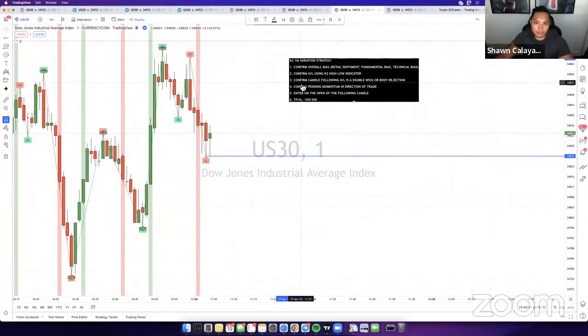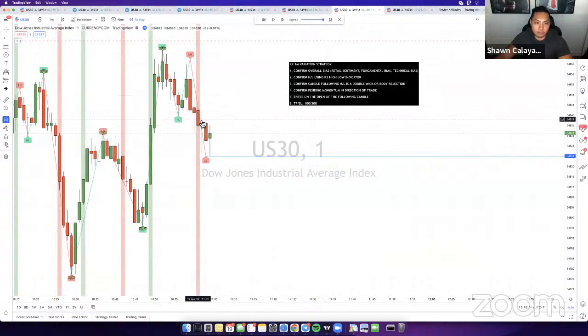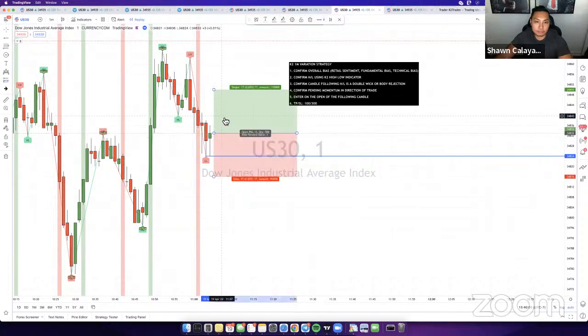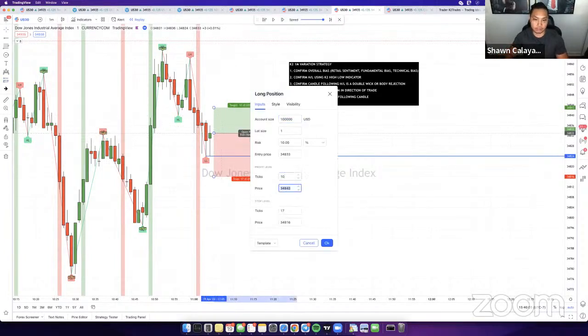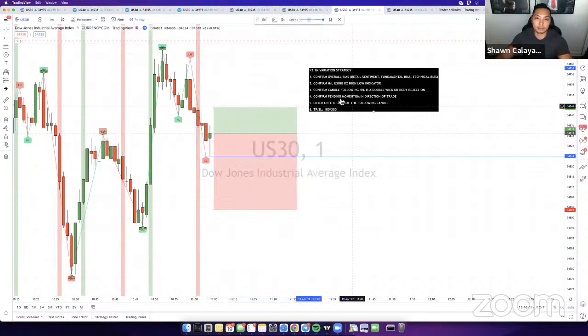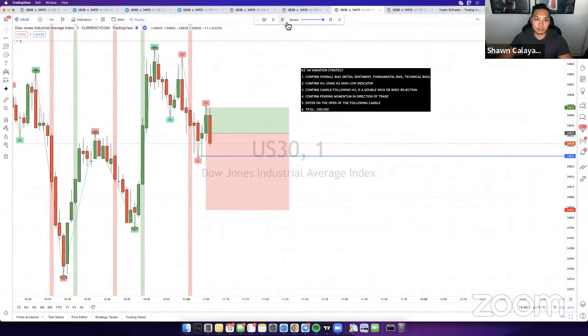Third, you want to confirm that there's a double wick rejection or double body rejection. Right here, there's a double wick rejection off this low, a wick bouncing off this low, and this wick bouncing off it exactly as well. The fourth requirement, you want to confirm that there's a pending momentum in the direction of the trade. Right here, we have a sell signal, so the next signal is going to be a buy signal, right? With that said, you'd enter here with a long position. TP stop loss is going to be 1030. You let that run, and there you go, full TP off the next candle right there.